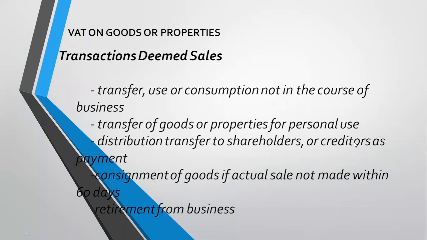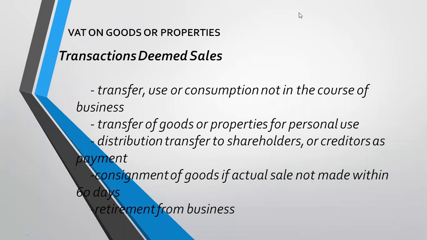Or the transfer to a creditor as payment. Let's say, for example, your creditor comes to your store, and you have no cash on hand, so you negotiate with your creditor and say, I don't have cash on hand, but I have goods here. If you want, I will give goods as payment. If the creditor accepted your goods as payment, then such transfer of goods to the creditor is considered a sale, as if there is a valid sale transaction.